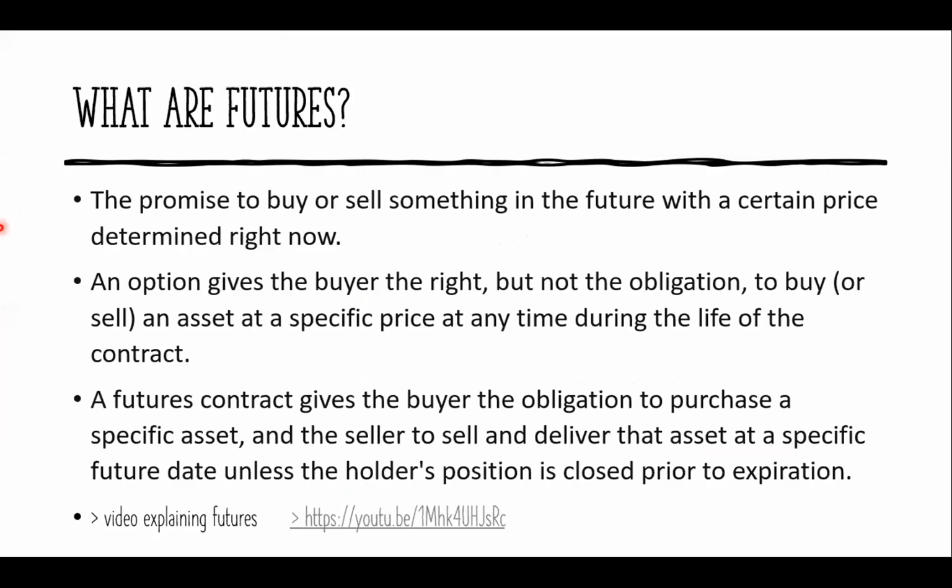Okay, perfect. So what are futures? Futures are the promise to buy or sell something in the future with a certain price determined right now. An option gives the buyer the right, but not the obligation, to buy or sell an asset at any time during the life of the contract. So a futures contract gives the buyer the obligation to purchase a specific asset and the seller to sell and deliver that asset at a specific future date, unless the holder's position is closed prior to expiration.